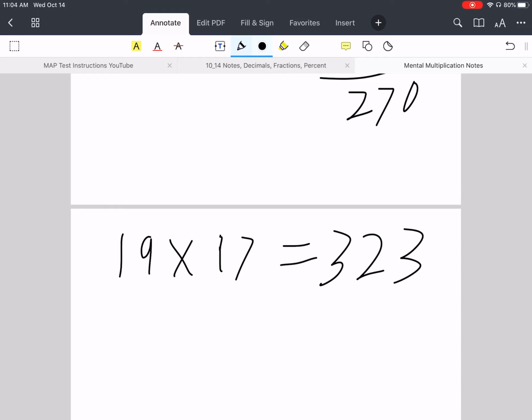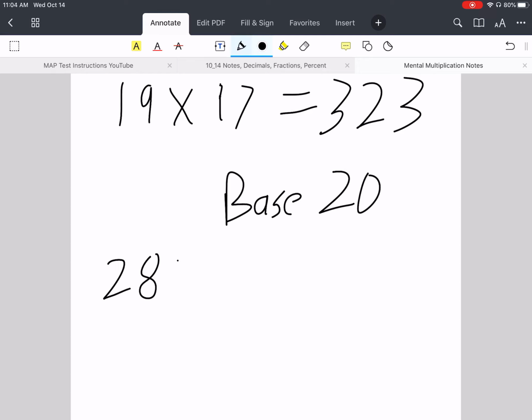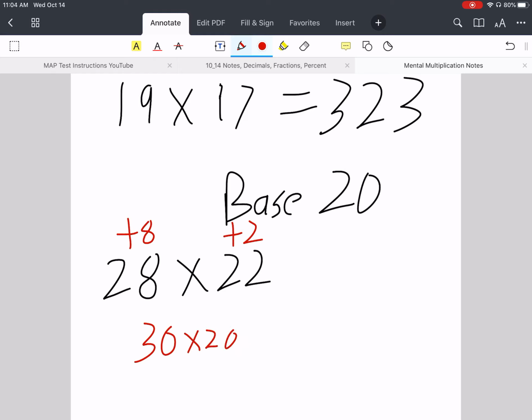Same idea if we move into any base we want. So if we did base 20, okay, let's say we're doing 28 times 22. How far above 20 is 28? That would be, well, plus 8 and plus 2. And if we cross-added, that would get us 30. But because we're in base 20, in our brain, we need to do 30 times 20. We're not in base 10 anymore.